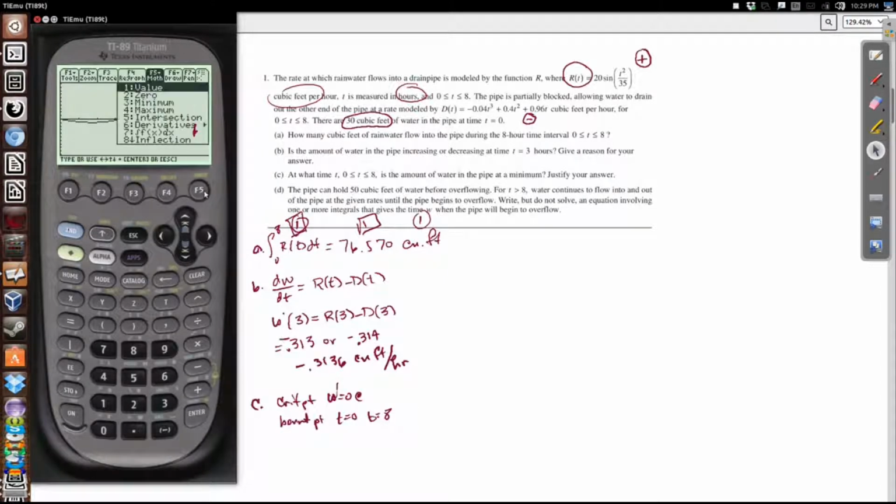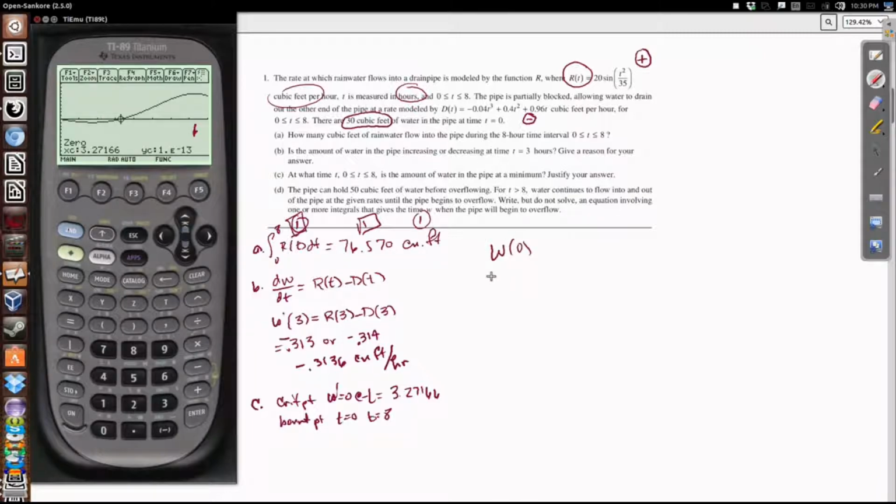So I'm going to press F5 and find the intersection somewhere between 3 and 4. And I'll end up getting that exact same 3.27166. So this is going to happen at t equals 3.27166. So what I need to do is figure out the volume of water at 0, the volume of water at 3.27166, and the volume of water at 8.